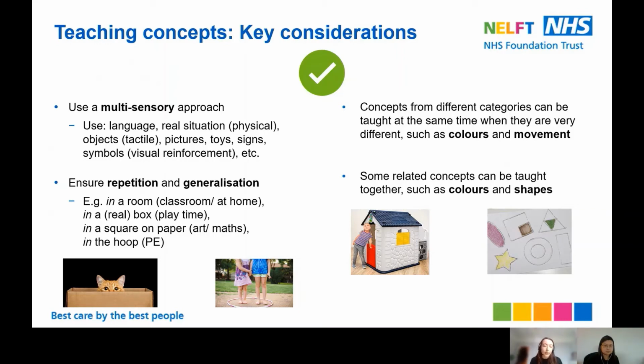Next, ensure repetition and generalization. So make sure that the child or young person can show understanding both at home and at school with different people and in different places. For example, it's important that the child or young person can follow the instruction both at home with the parent or carer and also with their teacher.